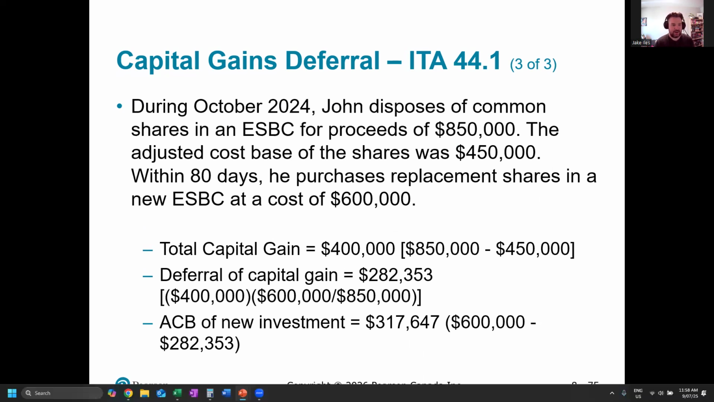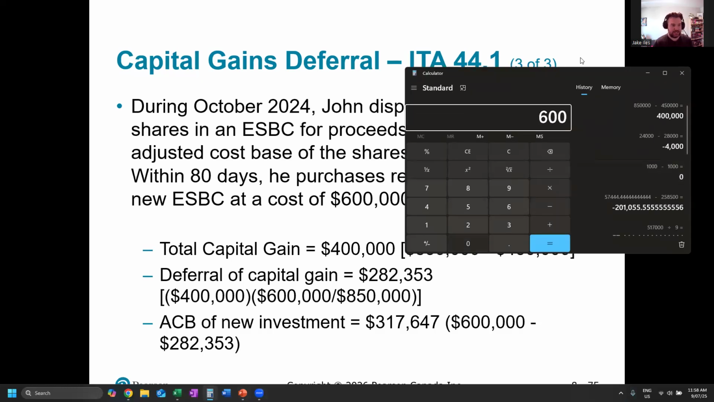And what we're going to defer is the percentage of proceeds. So we reinvested 600,000, but 850,000 is what we got for the sale. So we reinvested just over 70% of our proceeds. So we'll be able to protect that percentage of our overall capital gain, which is 282,352.